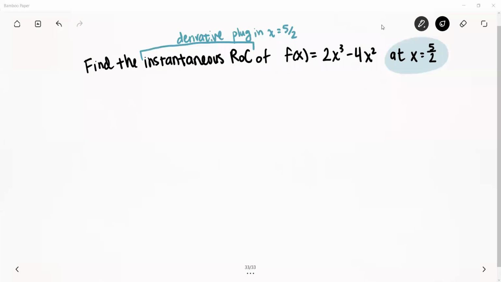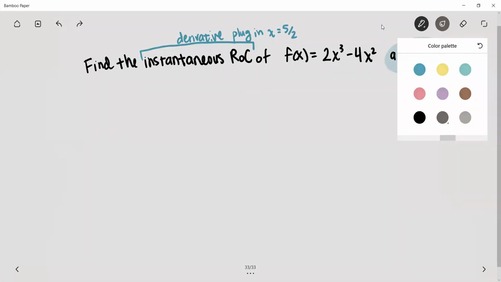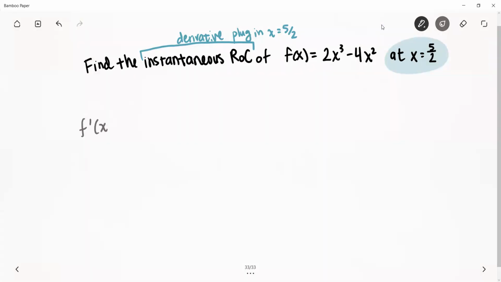Okay, so I know I'm trying to find the derivative, so I'm going to look for f prime of x. Put this in a different color. It's a little different. F prime of x. And this looks like I can use power rule, so I'm going to get 6x squared minus 8x. Great, but I'm not done. This is not the final answer.